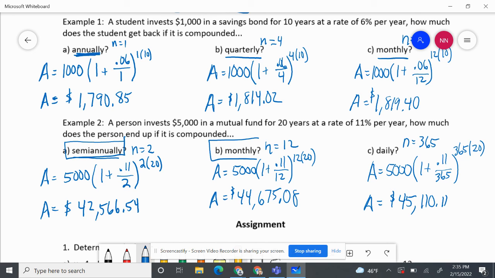Now, one thing that you should be noticing with each one of these numbers is the more often we compound it, the larger the amount of money that we make. So notice that semi-annually is 42,000, monthly is 44,000, and if we were looking at it daily, we're going to get 45,000. Next time, we're going to be looking at continuously, and we'll know that that amount of money is even larger.